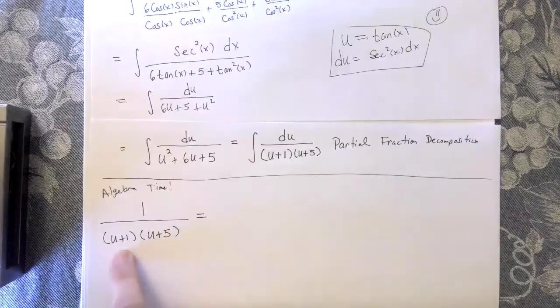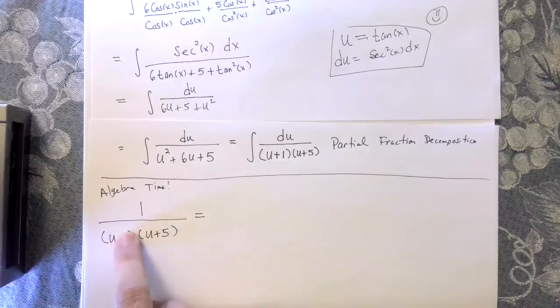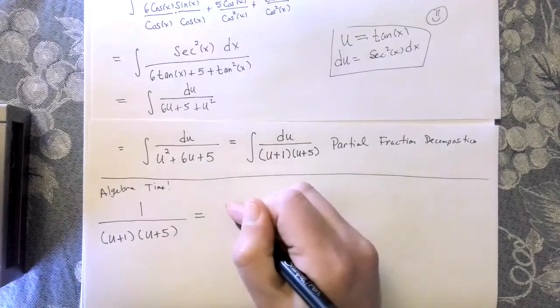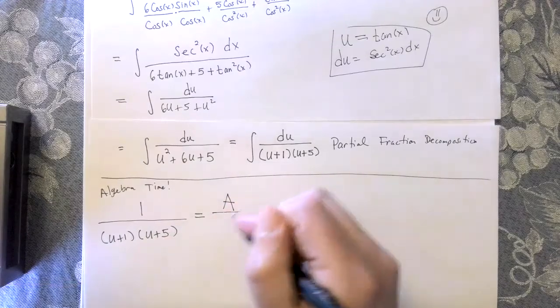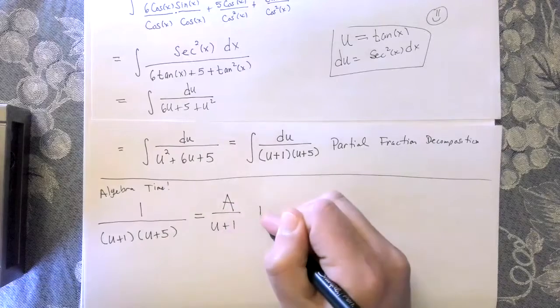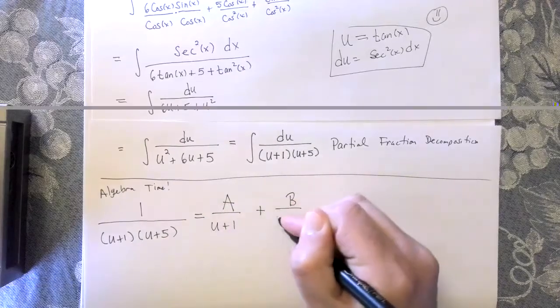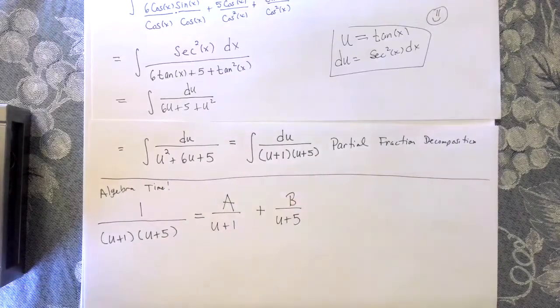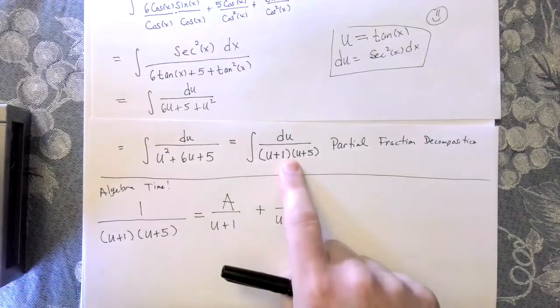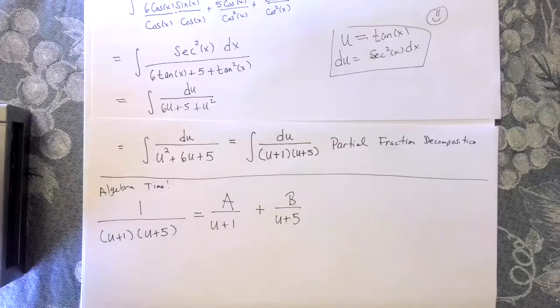And the one thing I want to notice is that both of these factors are linear and unique. They're not repeating. So this is linear and unique. This is linear and unique. So remember how to decompose linear unique factors? I need a constant over the first factor plus another constant over the second factor. Our goal is to solve for A and B. If I'm able to do that, that means I can break this into little bite-sized pieces. So that seems really promising.